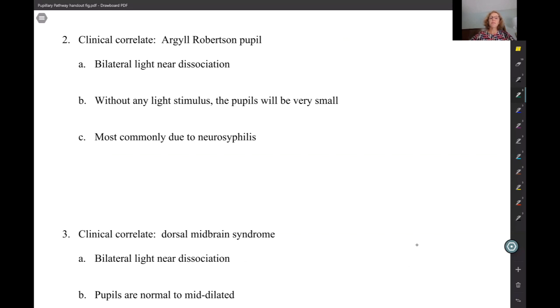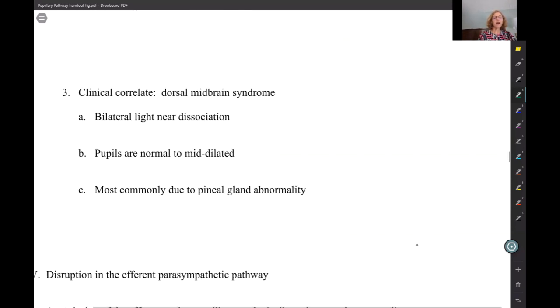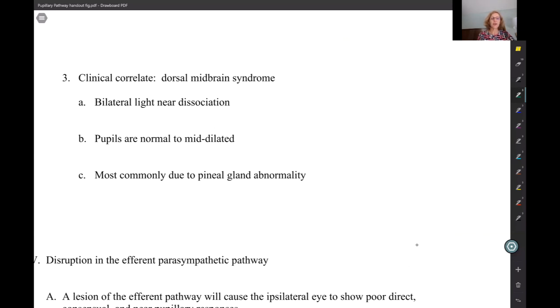This condition is most commonly due to neurosyphilis, but it can also be caused by diabetes, chronic alcoholism, or multiple sclerosis. Another cause of light near dissociation is dorsal midbrain syndrome. This occurs when something, most commonly a tumor, is pushing on the posterior midbrain. Remember, that's where the fibers are crossing between the pretectal and the Edinger-Westphal areas.